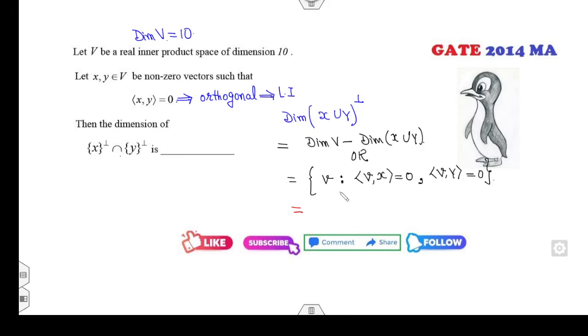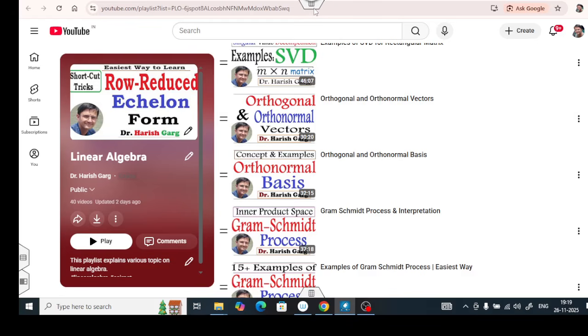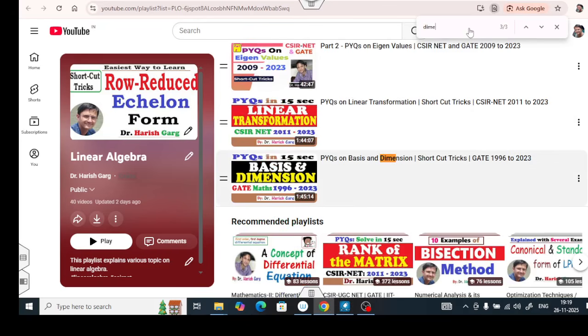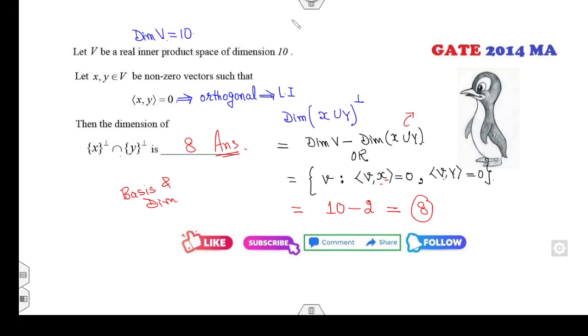Now how can you find it? It's 0, that means you can find the nullity. Dimension is 10. There are two conditions. So 10 minus 2, which is 8. 8 is the right answer of the problem. Because in this case, your target is to find the dimension of the orthogonal complement of X union Y, but we never know what the X union Y is. So I can apply the definition of the orthogonal complement. You must watch my lecture on basis and dimension, which is also available in this playlist. It is a full shortcut trick for how you can find the dimension of the problem.